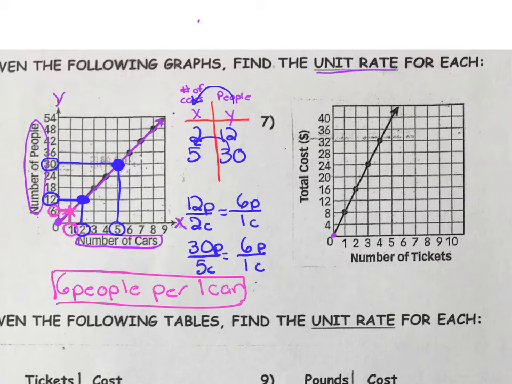Now pause your video and look at graph 2. Create a t-table exactly the same way as you did for number 1 along with me, or actually number 6, and create some ratios from that t-table. So start by creating a t-table, set up your ratios, and then reduce to get your unit rate. When you're done pausing the video and finishing this problem, you're going to move on to the next section.